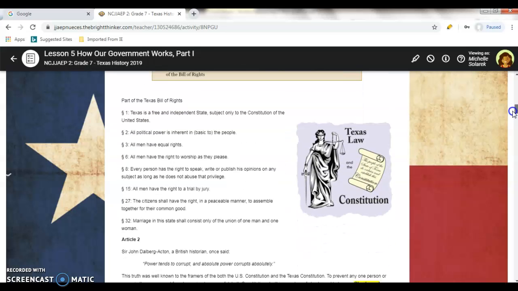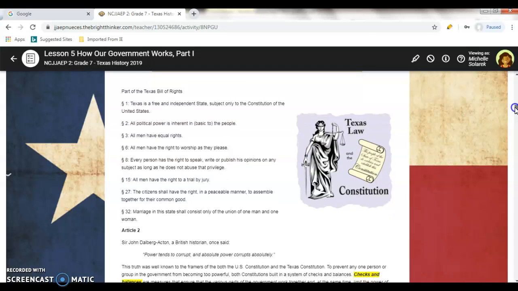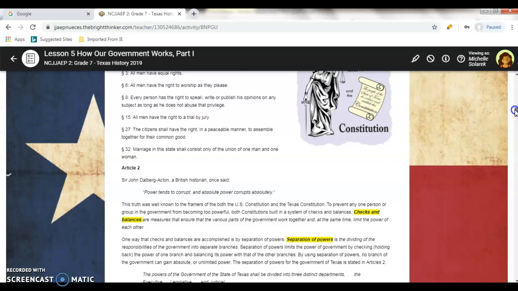Going on to the Texas Bill of Rights, it has different ones. All men have the right to trial by jury. The citizens shall have the right to assemble in a peaceable manner. And then Article 2 goes into more about the Sir John Dalberg quotation and the British historian.